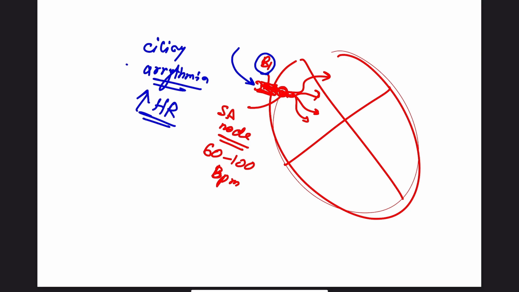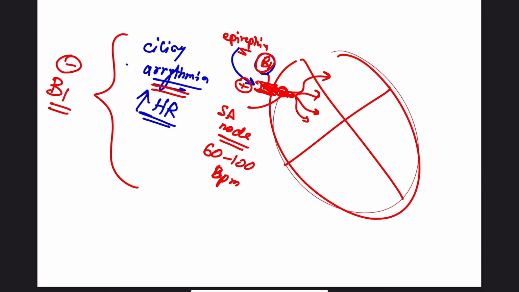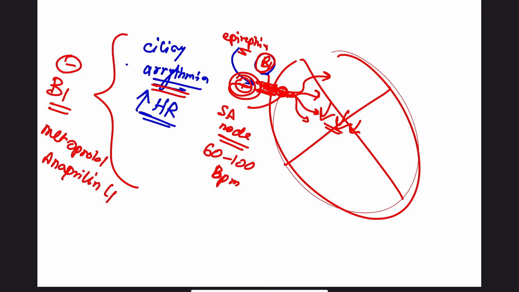Anyway, what activates beta 1? The sympathetic system through epinephrine, right? So if epinephrine increases here, beta 1 will be activated, and we have a high heart rate. So to treat the tachyarrhythmia, we can give a beta 1 blocker. It will block the beta 1, decrease the heart rate, and treat the arrhythmia. We can use beta 1 blockers like metoprolol and propranolol.